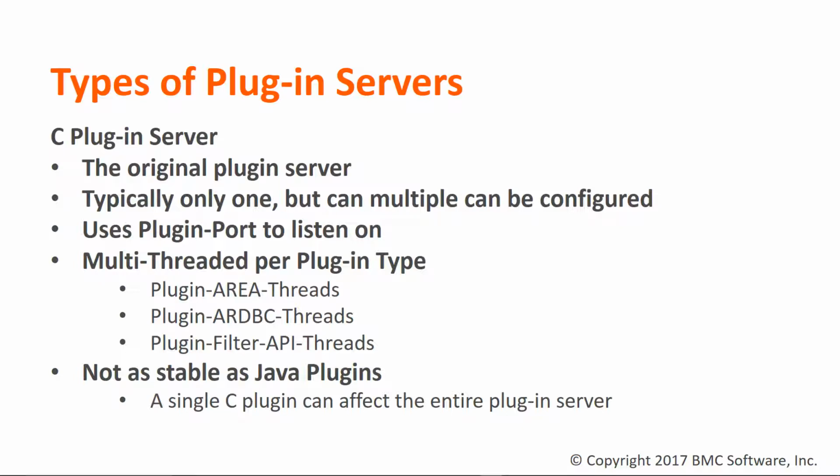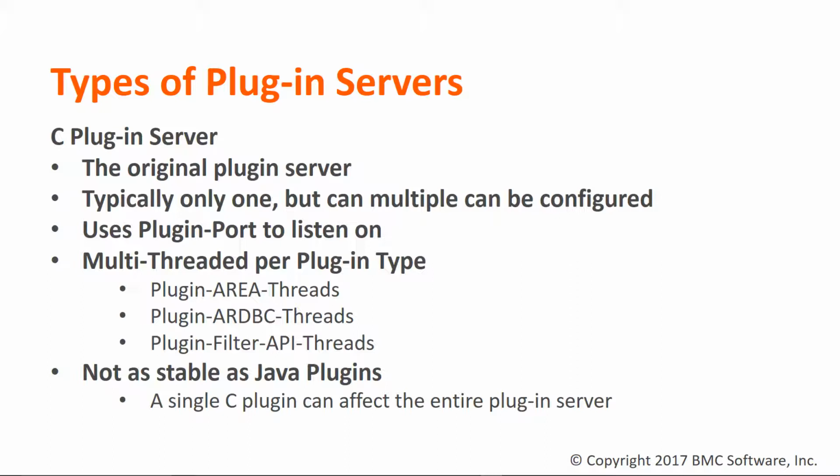It's not too difficult, but if you are still using multiple C plugins, you can segregate those and put plugins on individual C plugin servers. The C plugin server uses the plugin-port parameter in your configuration to listen on. C plugins are multi-threaded based on these settings. To make the area threads multi-threaded, in other words, having more than one thread to process area calls, you would add the plugin-area-threads parameter. And likewise, for ARDBC and filter API plugins, you can set this parameter in your configuration to provide more than one thread for that type of operation.